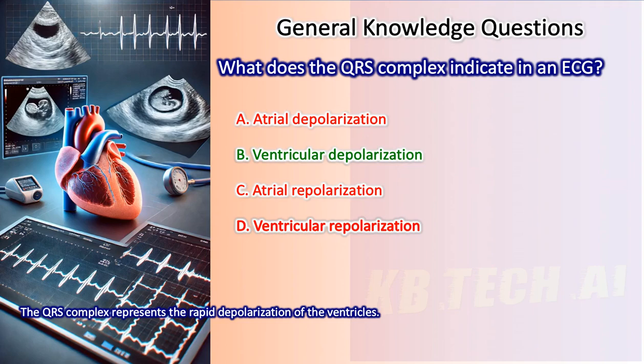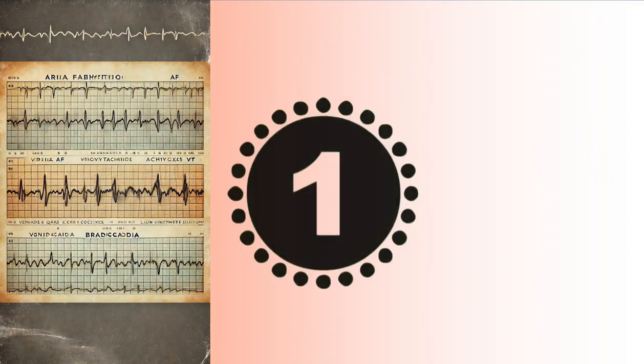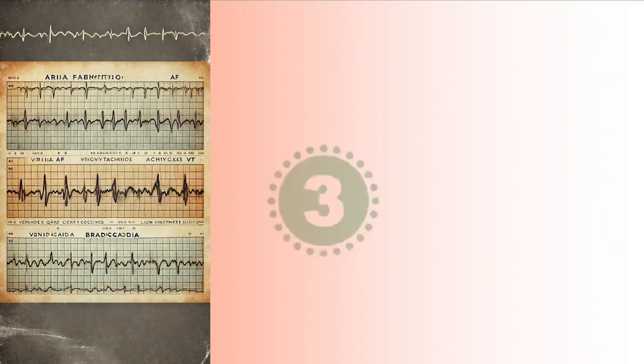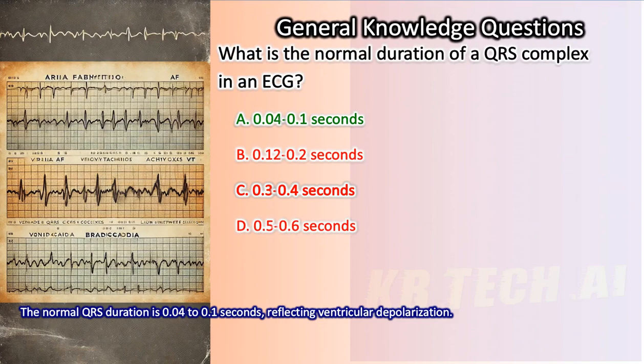Ventricular depolarization. What is the normal duration of a QRS complex in an ECG? Option 1. 0.04 to 0.1 seconds. Option 2. 0.12 to 0.2 seconds. Option 3. 0.3 to 0.4 seconds. Option 4. 0.5 to 0.6 seconds. The answer is option 1.